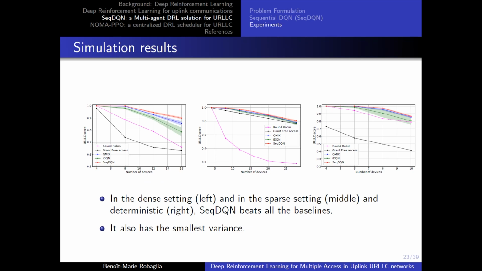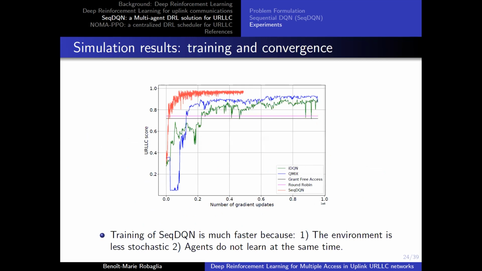And it also has the smallest variance due to the training procedure, as we start with devices with a small deadline, and then we increase. I'm going to speed up also. For the training, it's much faster. The training is a bit different because here I show the evolution of the score as a function of the number of gradient updates. It is not very common because it's usually the number of episodes, the amount of data, that we see. But here I show the number of gradient updates because devices are not trained at the same time, so it makes more sense to compare with regard to the number of gradient updates.